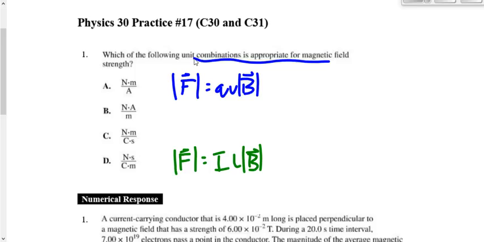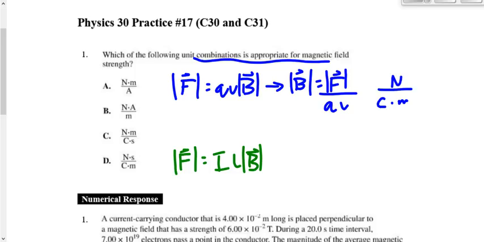Let's rearrange it to solve for B, since that's what we're trying to find here in terms of variables. B is F over Q times V. All right, so what are the units for F? Well, we know B is Tesla, so we want to find what F and Q and V are. That would be a Newton over a Coulomb times meters per second, right? Do you see that? Well, I see two of them with newtons and meters and coulombs and seconds in there, but does it look like that one?